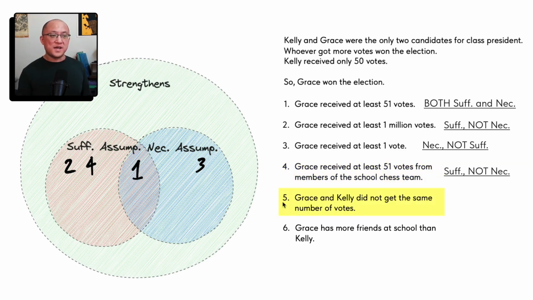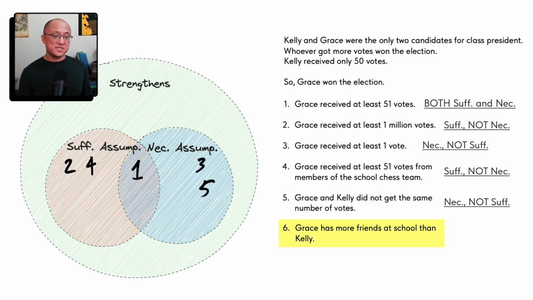What about number 5? Grace and Kelly did not get the same number of votes. Well, if that were true, that doesn't mean she got more than 50, so number 5 is not a sufficient assumption. But is it necessary? What if Grace and Kelly did get the same number of votes? Well, if they got the same number of votes, then we can't conclude that Grace won because they would have tied. So taking number 5 away would hurt this argument, and that proves it's necessary. So number 5 is just necessary, not sufficient.